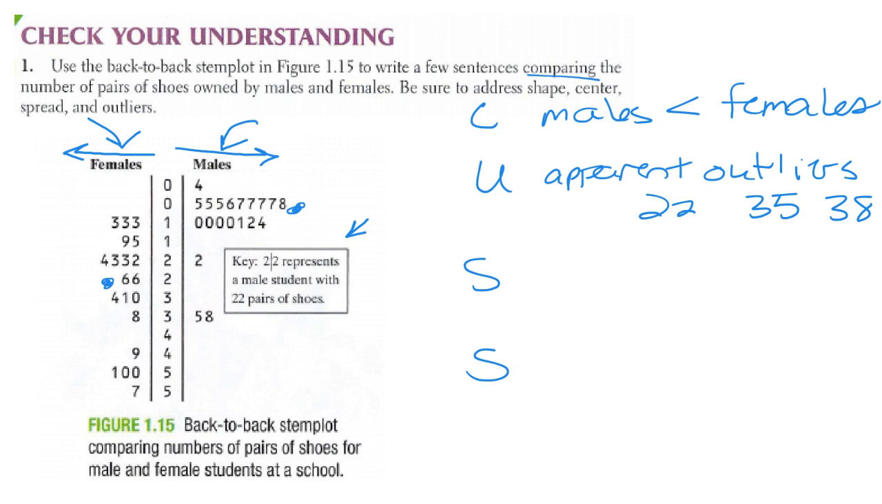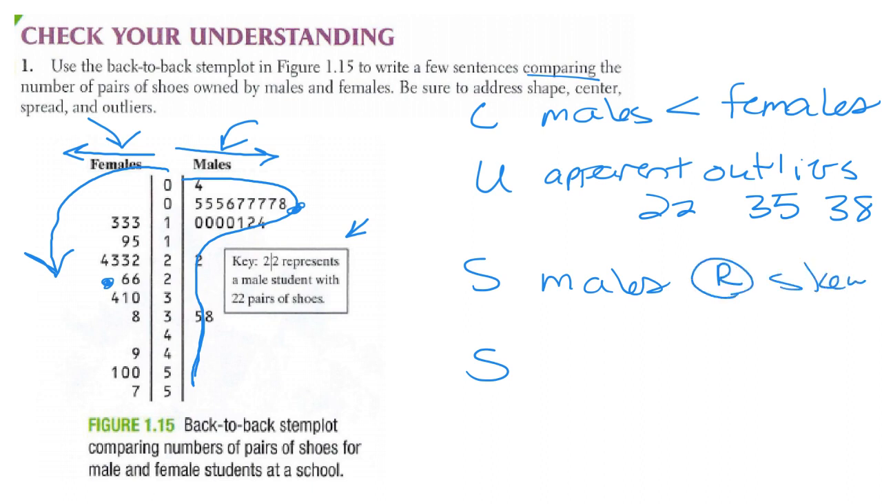So my shape for the males looks to be, so when you're doing shape for a stem plot, take it, rotate it 90 degrees down like this. So now I'm looking at a shape like that, right? So for males, it appears to be right skewed because that would be my right foot there, unimodal.